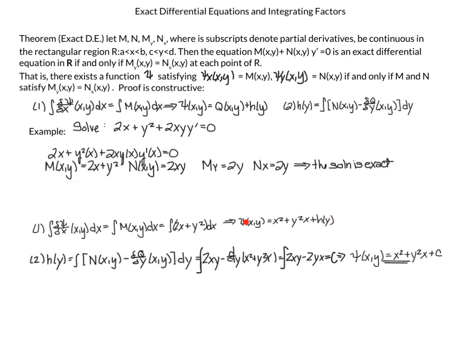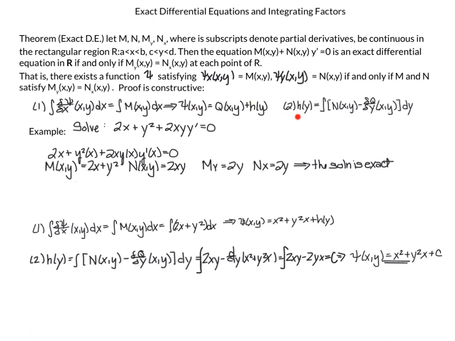So this is our proposed solution. It's going to be of the form x squared plus y squared x plus some constant function y, or some function of y. Now the second step is to find h of y. We're going to take the integral of n of xy minus dq dy, and q is the part of c that does not have h of y.